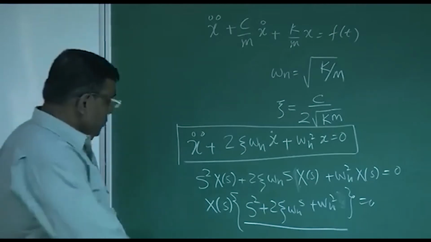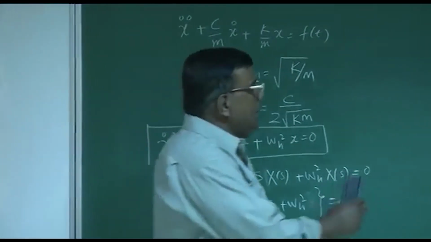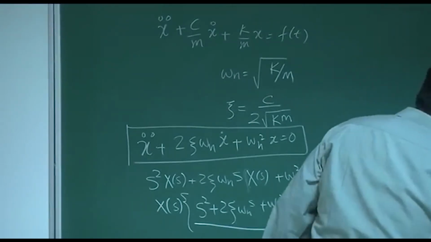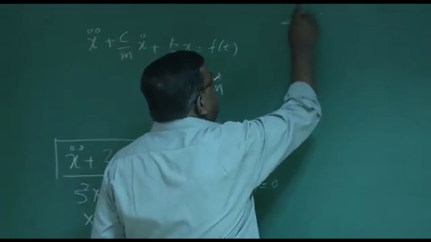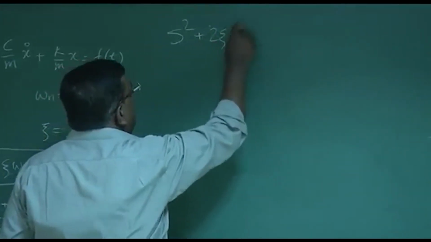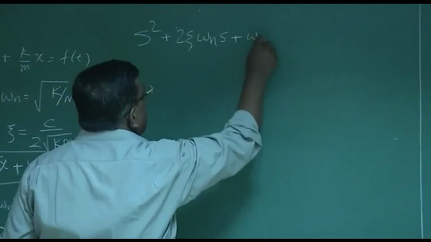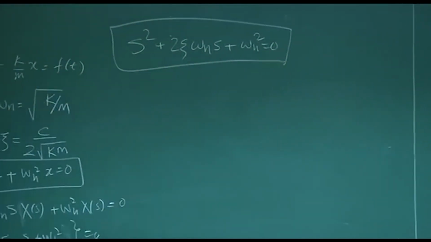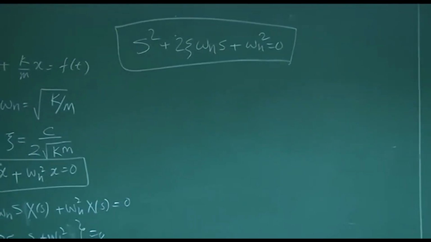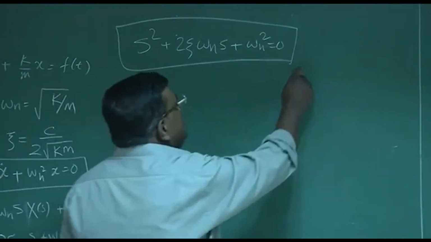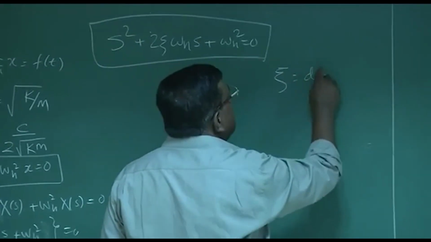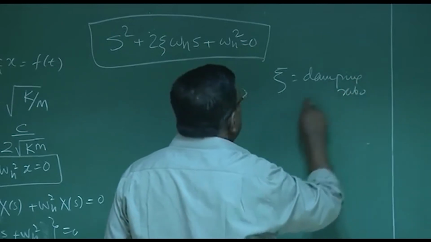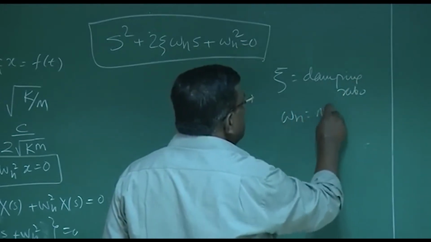Okay. So I've gone very briefly, but I thought it's worth mentioning this. Those who are interested can read further. So what is the message? The message is, let me write, s square plus 2 zeta omega n s plus omega n square equal to 0 is the characteristic equation for a second order system using omega n and zeta. Zeta is defined as the damping ratio, and omega n is the natural frequency.